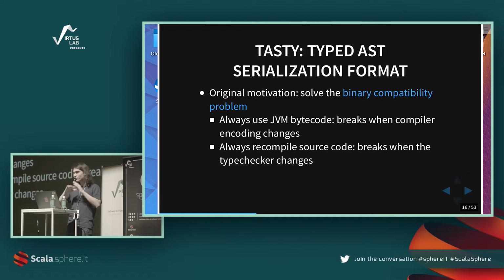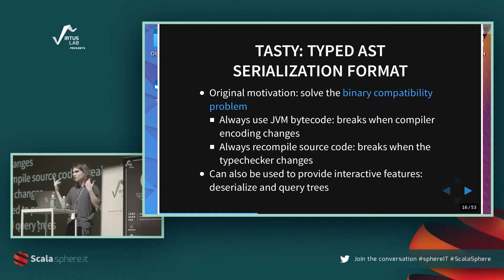We haven't fully realized this in the sense that we don't have a build tool which takes advantage of this. But we can use Tasty for other things. One of these things is to provide interactive features in IDEs, because you can just deserialize the typed abstract syntax tree of your class files and then query them. And this is really interesting because it means that you use the exact same code to query trees open in your IDEs and trees which are in your class files. So there's less code duplication and less bugs.